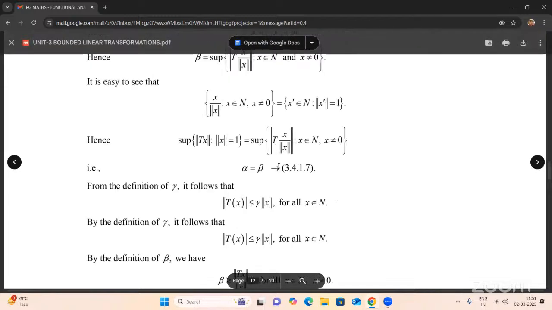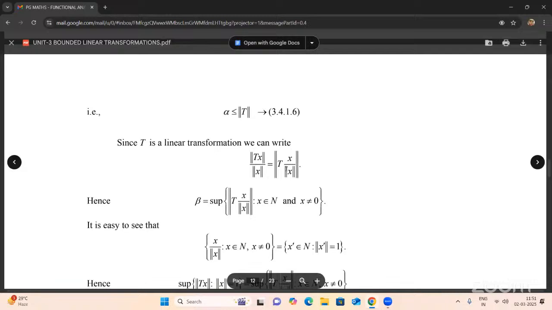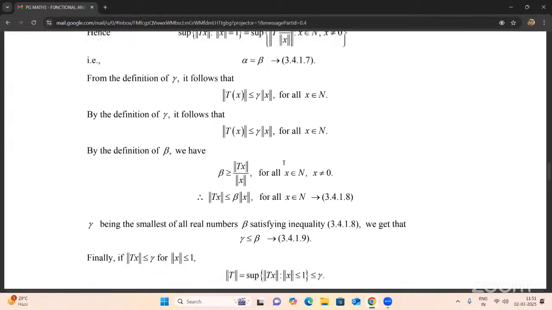Now, you must write this from top to bottom here. Gamma being the smallest of all real numbers beta, satisfying the inequality. Now, you just have to see this inequality, norm T of x less than or equal to beta into norm x. You should not just present this on paper. You must thoroughly practice here. You only have to attempt it once on paper; one time is enough. Now, thoroughly, you must imagine and elaborate the subject.